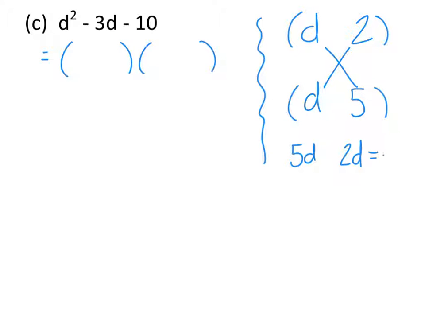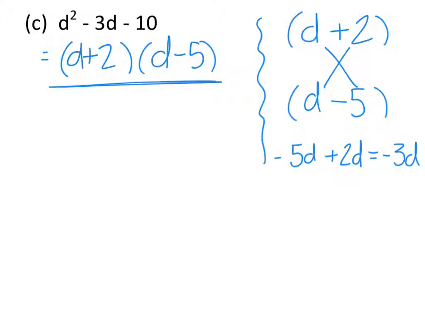So the sign is important. So we want to put a sign on the 5 and the 2 so that we get negative 3d. So that would be negative 5 and plus 2. So d times 5 has to give us negative 5d, which tells us that the 5 is negative, and the d times 2 has to give us the plus 2d, which tells us positive. So we have d plus 2 and d take away 5. That's our final answer for question 4c.